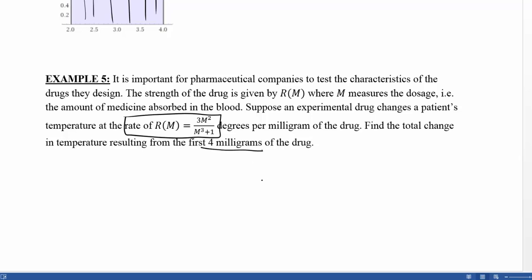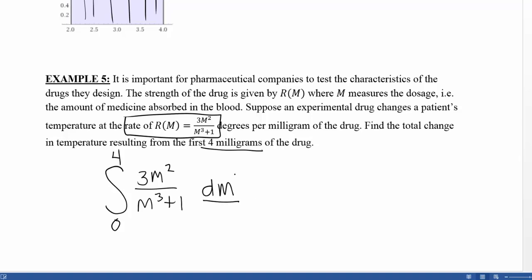So if we want to understand how much the temperature changed for the first 4 milligrams, that means we need to integrate this rate to find the definite integral of the area under this function from 0 to 4. So we're going to integrate from 0 to 4, 3m squared over m cubed plus 1 dm. The variable at the end of the operator needs to match the variable you're using, because that operator tells you what the variable is. Since it's m here, we're going to put dm at the end.